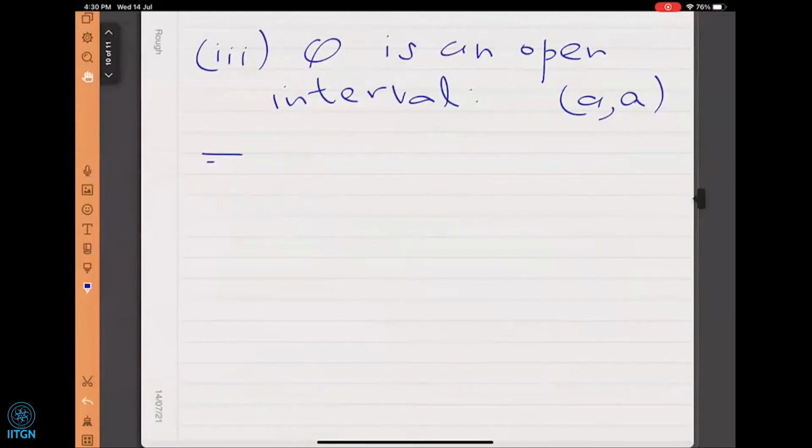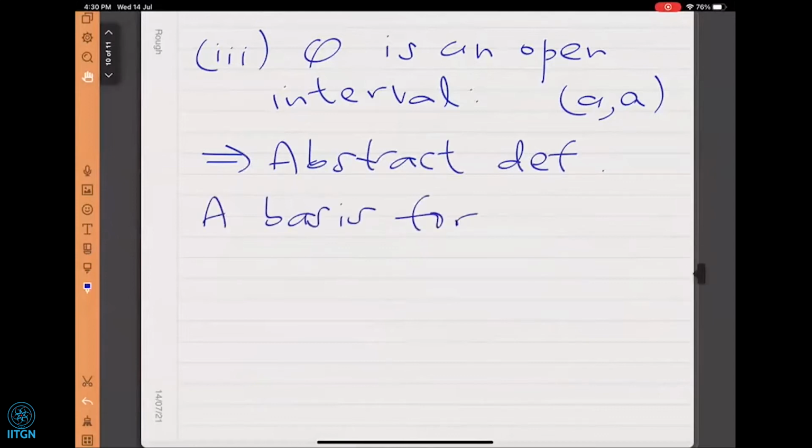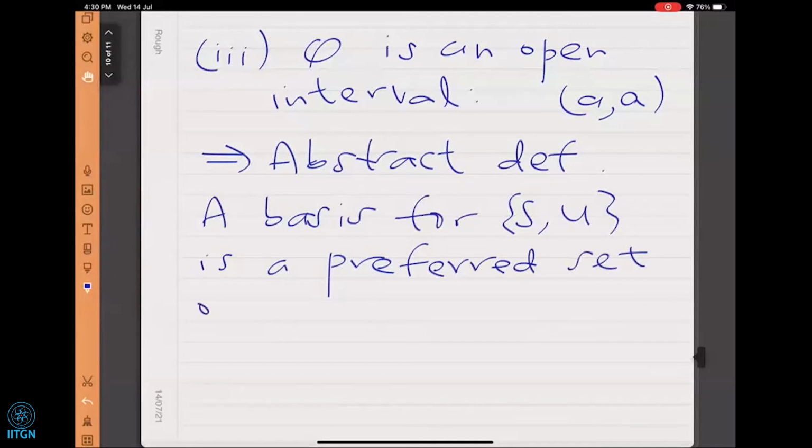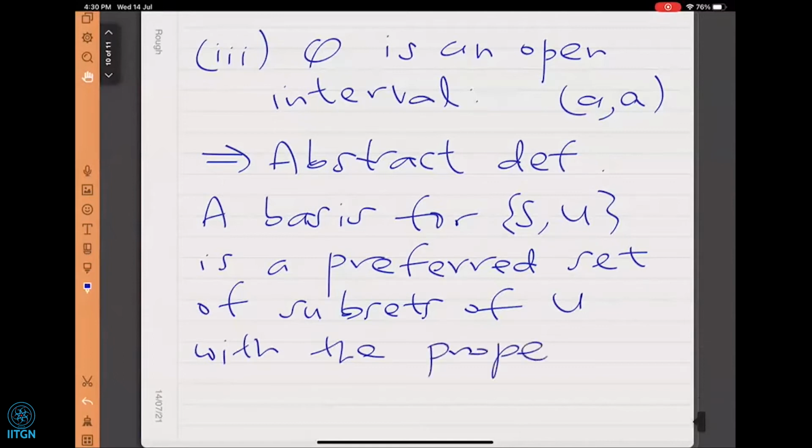Now we can, with this motivation, go to the abstract definition, which says that a basis for a topological space (S, U) is, by implication, a smaller set of subsets of U with the property that the Ui in the subset satisfy, and let's list it on the next page.